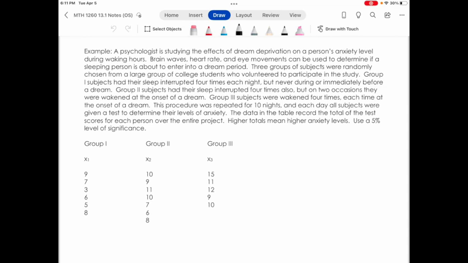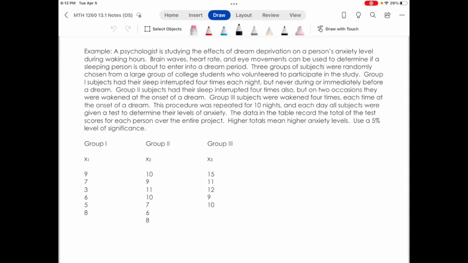So in the first example, it says, a psychologist is studying the effects of dream deprivation on a person's anxiety level during waking hours. Brain waves, heart rate, and eye movements can be used to determine if a sleeping person is about to enter into a dream period. 3 groups of subjects were randomly chosen from a large group of college students who volunteered to participate in the study. Group 1 subjects had their sleep interrupted 4 times each night, but never during or immediately before a dream. Group 2 subjects had their sleep interrupted 4 times also, but on 2 occasions they were awakened at the onset of a dream. Group 3 subjects were awakened 4 times, each time at the onset of a dream.